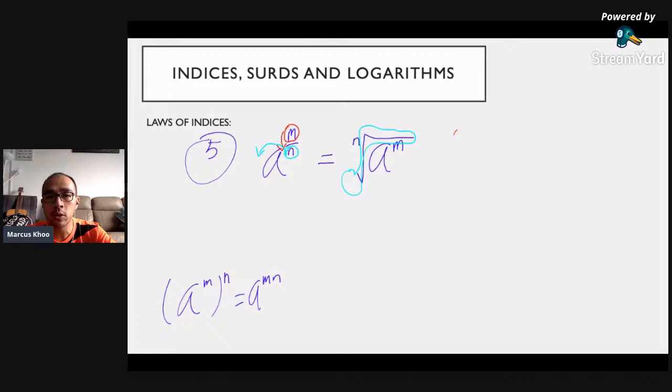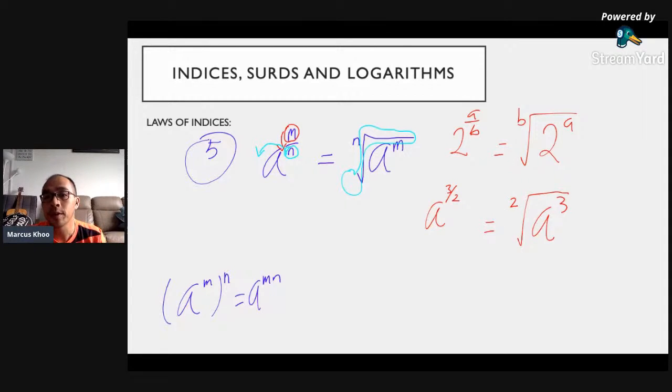So for example, 2 to the power of a over b. So this will become 2 to the power of a, root of b. Okay, begini saja. But remember, you can work it dari kiri ke kanan atau dari kanan ke kiri. We must be flexible that way lah. Another one, a to the power of 3 over 2. So this will be a to the power of 3, square root. Okay, punca kuasa 2.